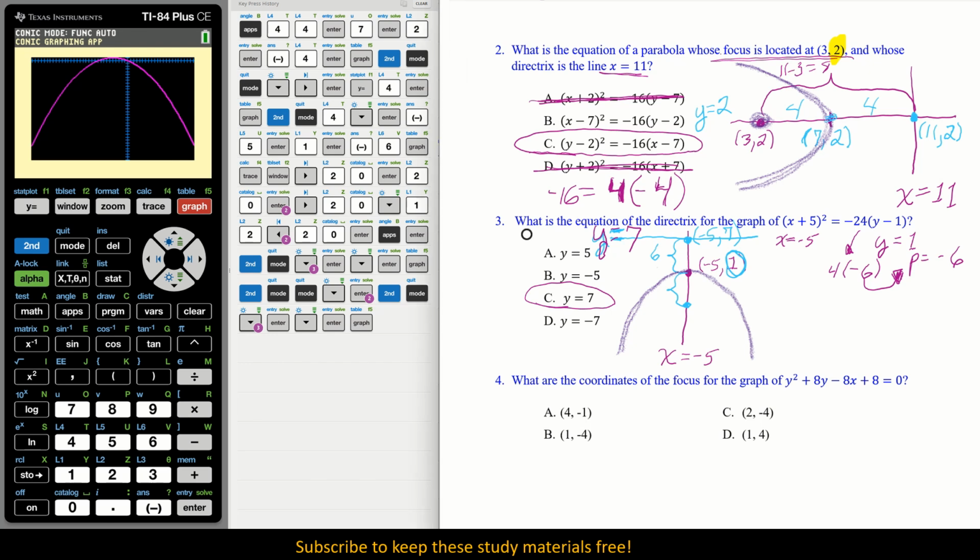Okay, so it says, what are the coordinates of the focus? Now, that's a little different, okay? And it says for this graph, and it has y squared plus 8y minus 8x plus 8. Okay, what we need to do here is a little bit of manipulation because we can't put it in the calculator in this form. That'd be great. But if it did that, then they probably wouldn't let us use a calculator on the test anyway. Okay, what we need to do is completing the square.